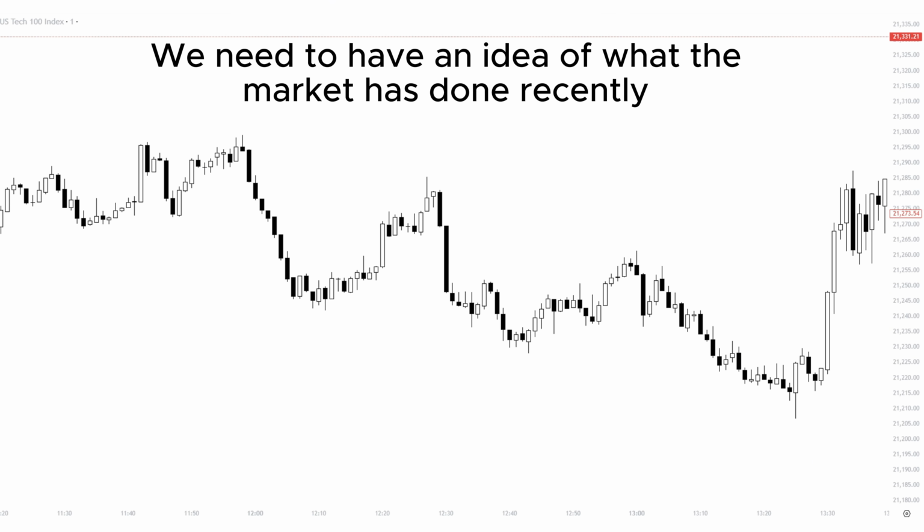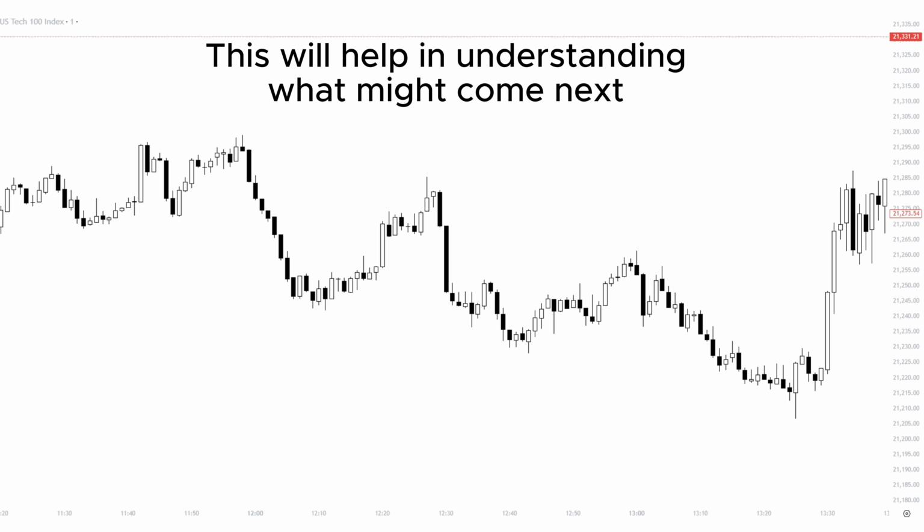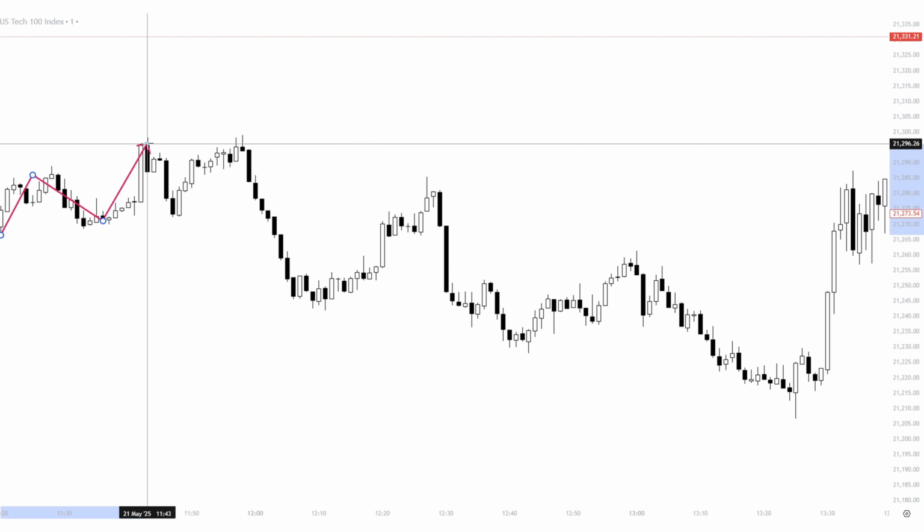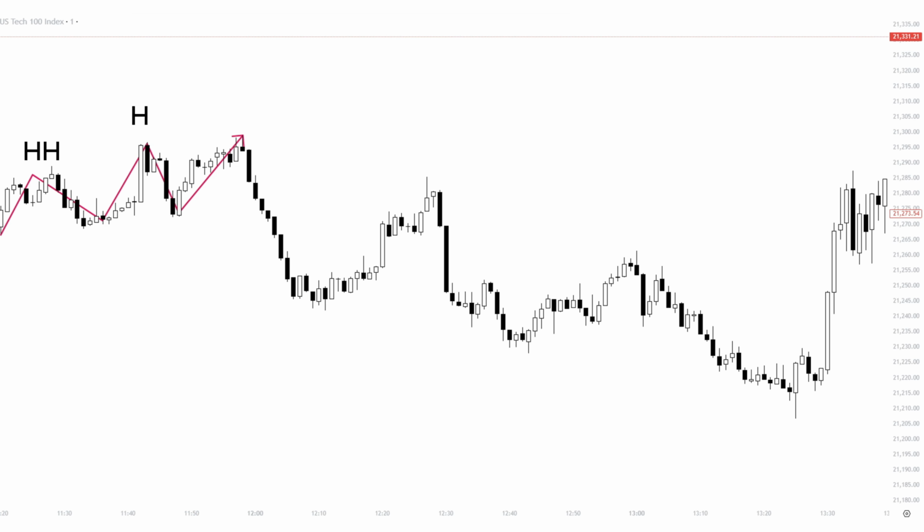First, we need to have an idea of what the market has done recently. This will help a lot in recognizing what has worked and what will likely work in the near future. For example, here we've started from an initial small uptrend, right? Notice the higher highs and higher lows.